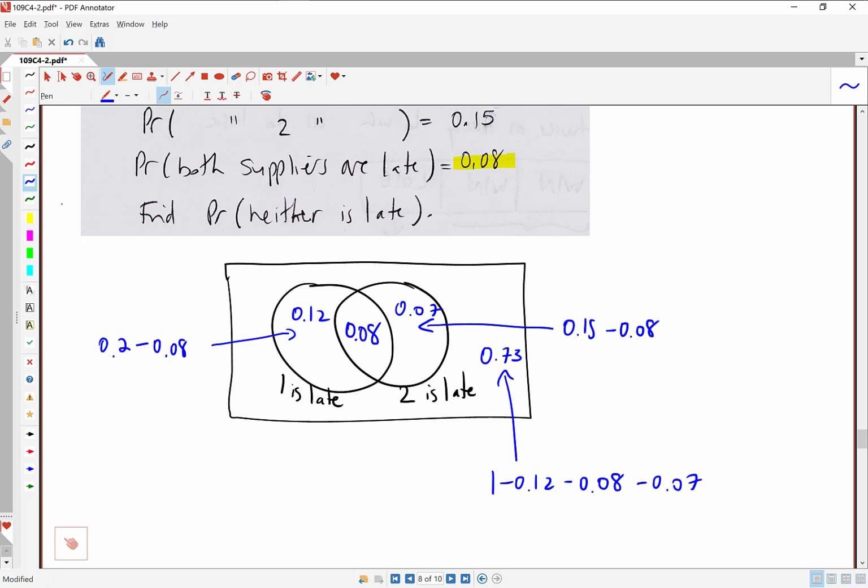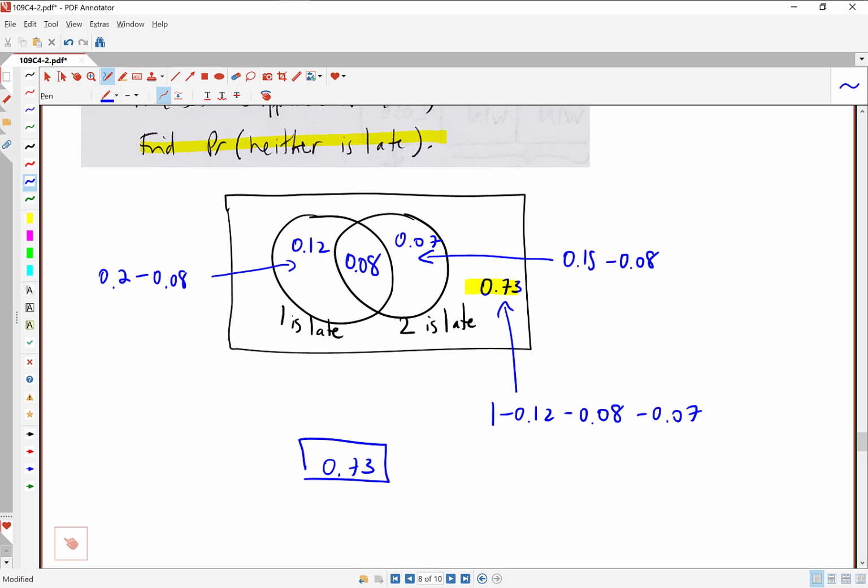So what are we trying to figure out? We want the probability that neither is late. So we want to be outside the circle of 1 is late, and we want to be outside the circle for 2 is late. So that leads us to the outer region, and the answer is 0.73, or 73% probability that neither is late. So let's call that method 1. That's where we reason using the Venn diagram.